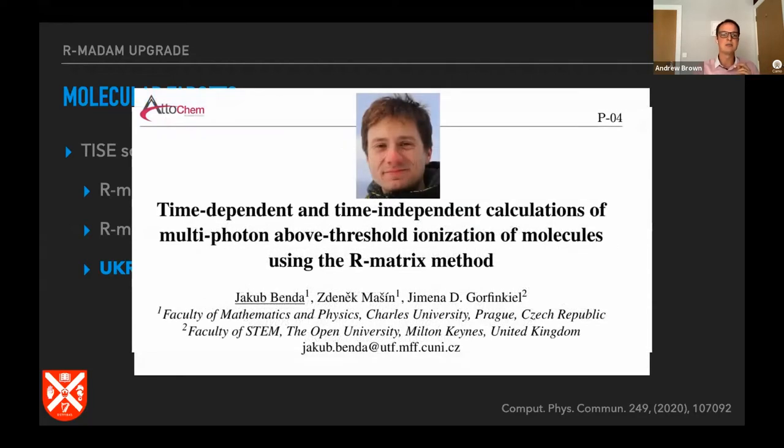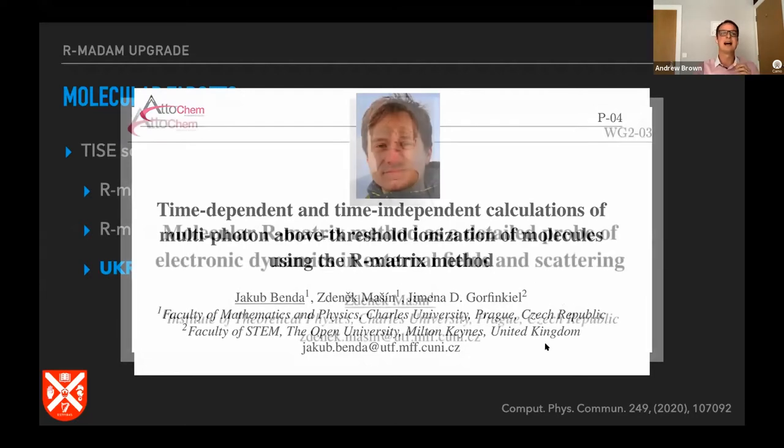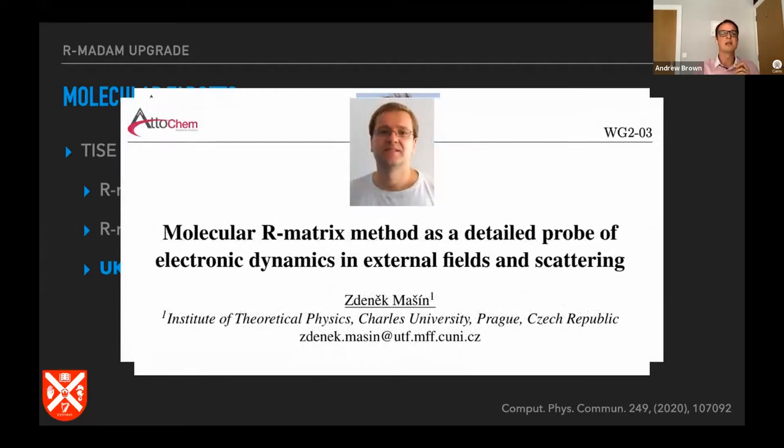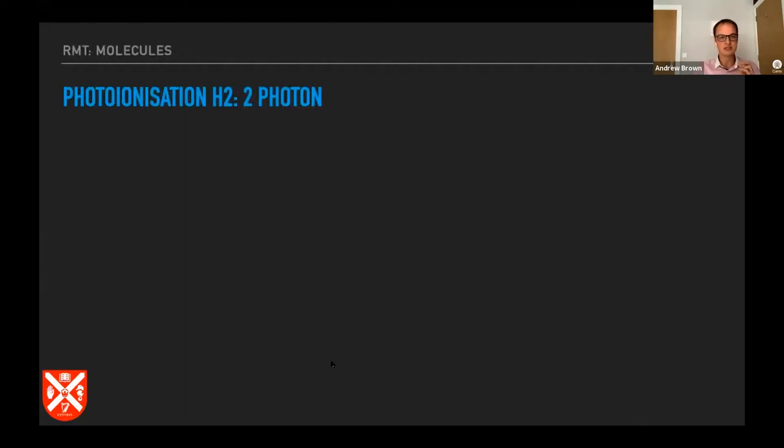And also Jakob has a poster on some of the time dependent RMT stuff that we've done. And Zdenek will give a talk tomorrow about more of this molecular RMT stuff that we've done. So with that in mind, I'm not going to spend too long showing you results. I'll just give you what we did as a sort of proof of principle for the molecular RMT calculations.